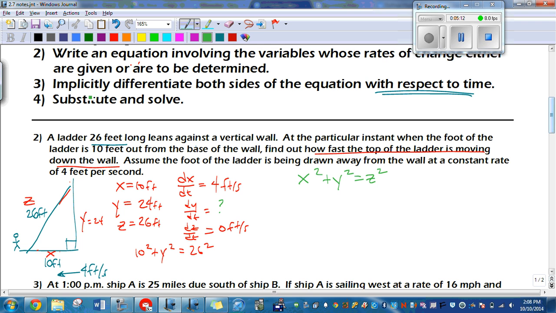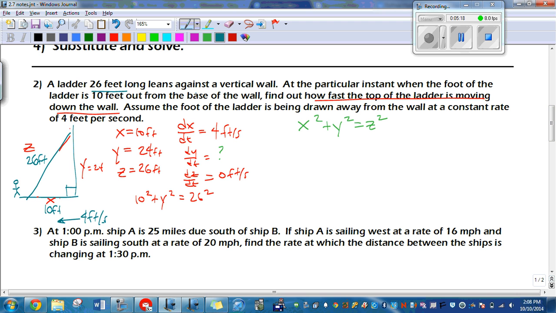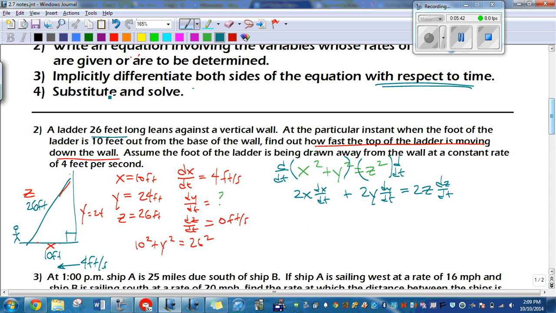Number 3, we want to implicitly differentiate both sides with respect to time. So we're taking the derivative of both sides with respect to time. Well, the derivative of x squared would be 2x dx dt, plus the derivative of y squared is 2y dy dt, and the derivative of z squared is 2z dz dt. So we've taken that derivative. The last step is to substitute and solve.